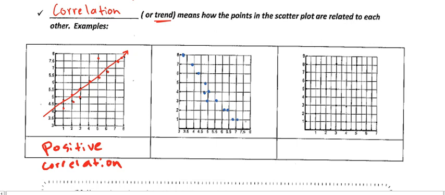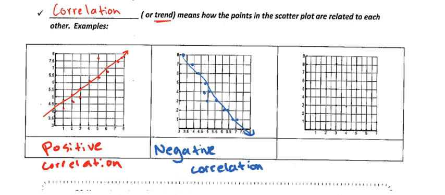For this example, the second one, I'll highlight the dots again a little better. These ones generally go down, and so this is called a negative correlation. Just because generally they follow a negative slope.